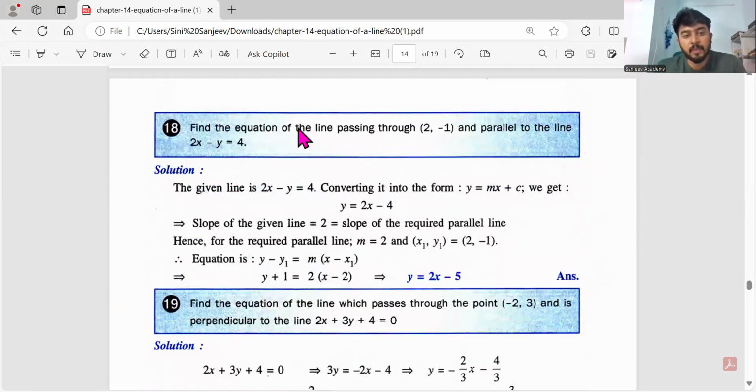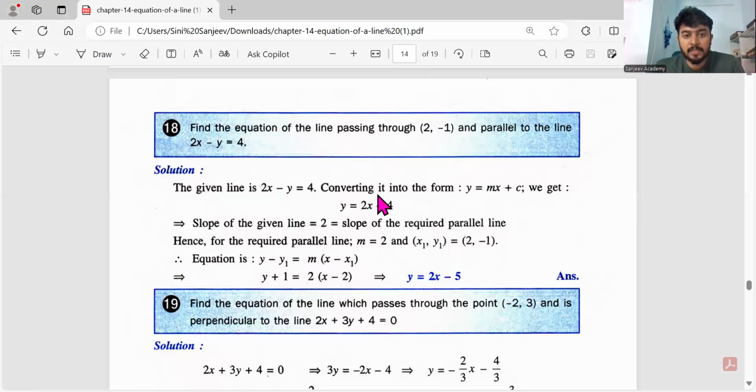Next one. Find the equation of the line passing through the points and parallel to the line 2x minus y is equal to 4. Whenever you get these kinds of equations, first make sure that you put y is equal to mx plus c. What is my m? Just rearrange. Take this y to this side and 4 to this side. So I'll be getting the equation y is equal to 2x minus 4.